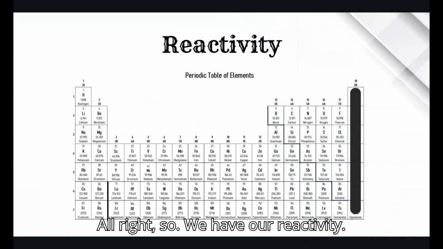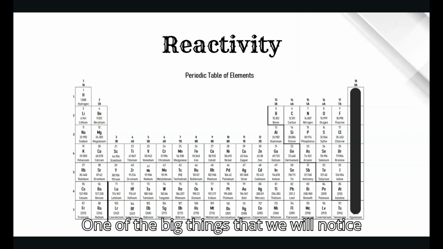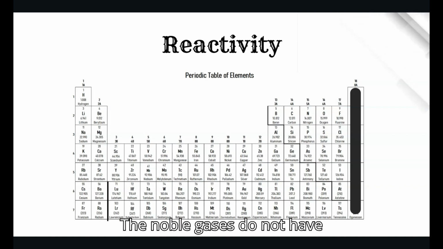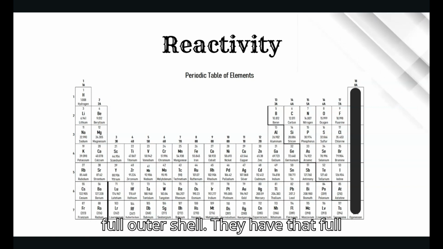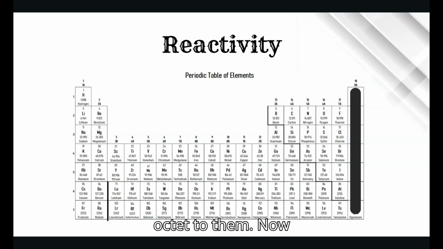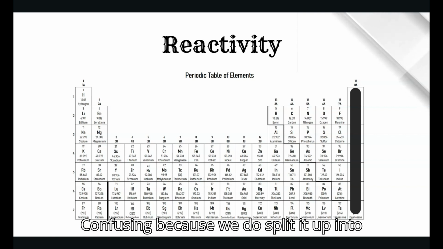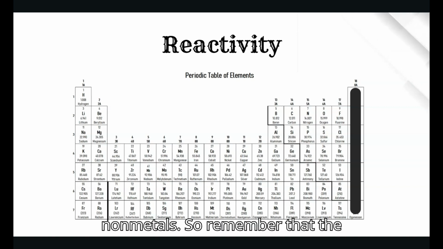All right, so we have our reactivity. One of the big things that we will notice with this is going to be the noble gases. The noble gases do not have reactivity to them because they have a full outer shell. They have that full octet to them. Now, the reactivity trend is kind of confusing because we do split it up into the metals versus the non-metals.